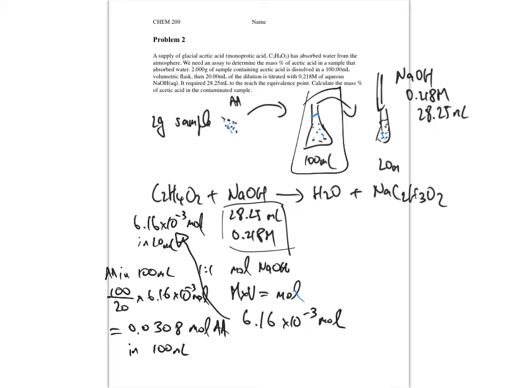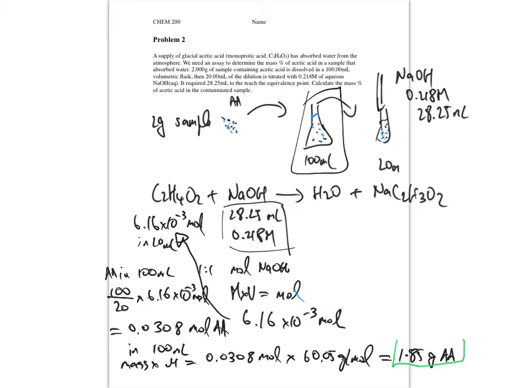Great. Now I've got the moles of acetic acid in 100 milliliters, and as a chemist, when you see moles, you automatically see grams. How? Molar mass. So moles times molar mass gives me 0.0308 moles times 60.05 grams per mole, which is equal to 1.85 grams of acetic acid. Well, this is great because this number here is the mass of acetic acid in the sample.